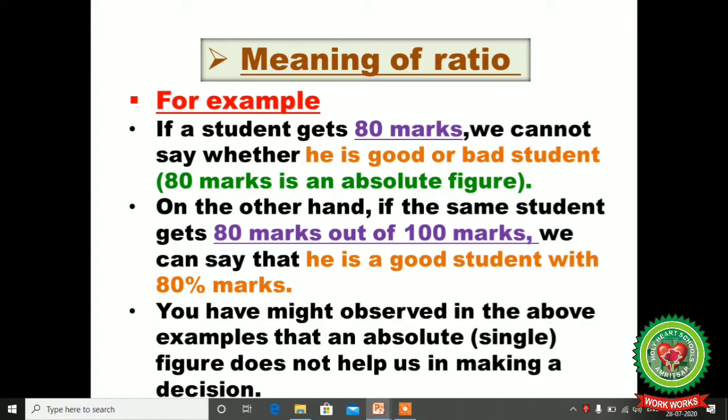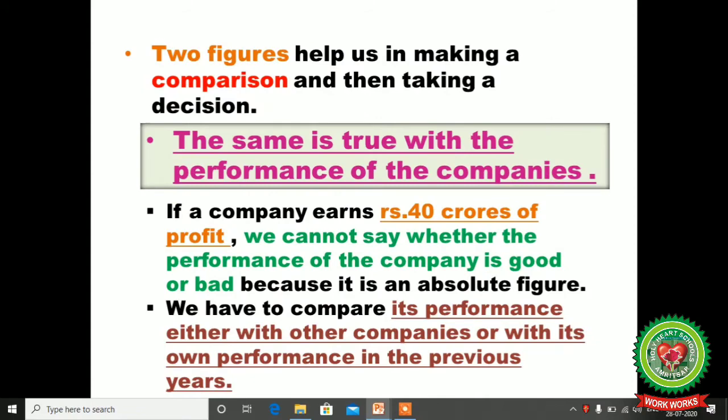You might have observed in the above examples that an absolute single figure does not help us in making a decision. For you it is quite difficult to take the decision with this single figure. 2 figures help us in making a comparison and then make a decision. You can take a decision very quickly after comparison. If suppose out of 100 just 40 marks, it means you can take corrective measures to increase the level of performance of the student.